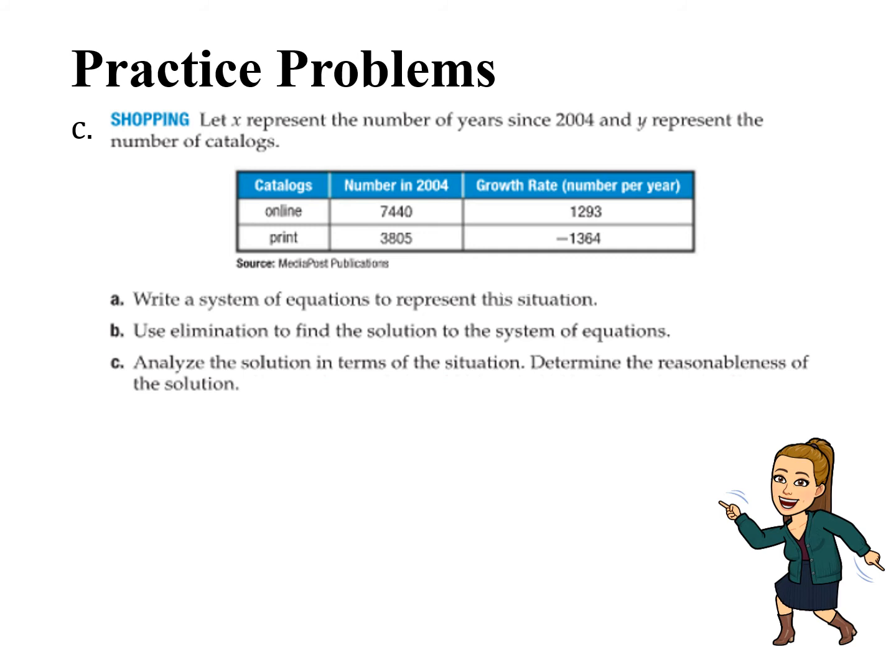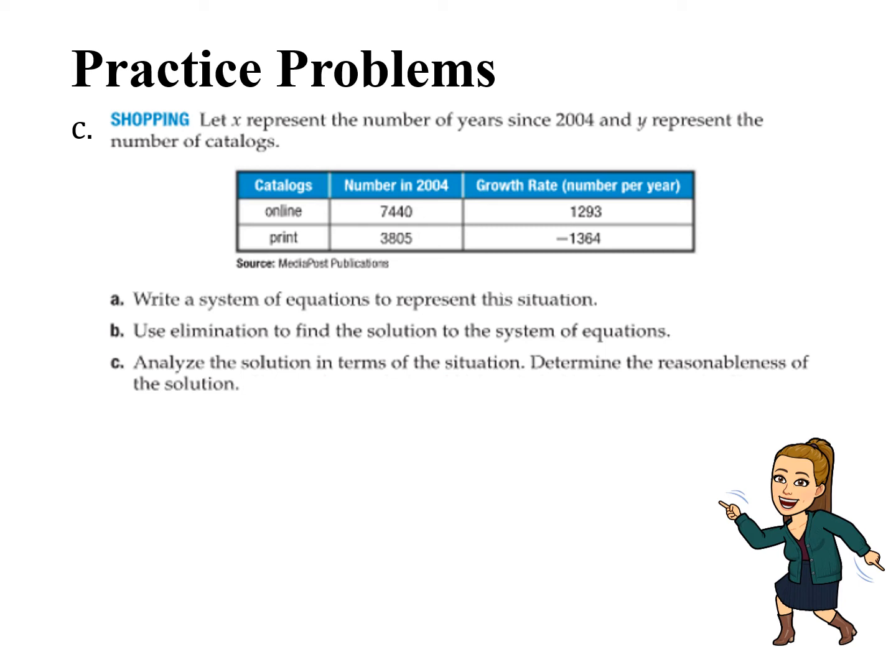So one more practice problem. This one's out of the homework. I think it's number 32. We need to let x represent the number of years since 2004 and y represent the number of catalogs. So we're trying to figure out the number of catalogs that were sold or distributed per year since 2004.